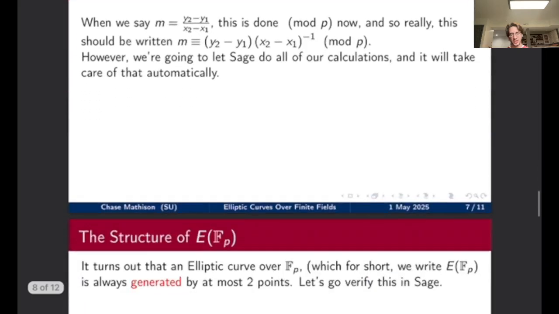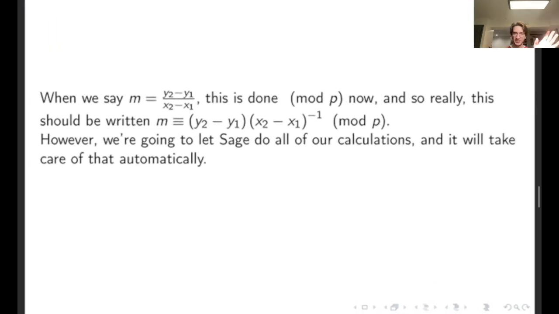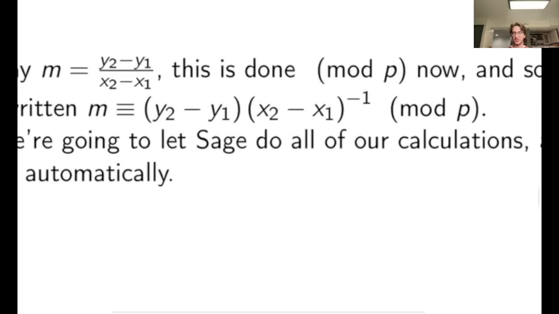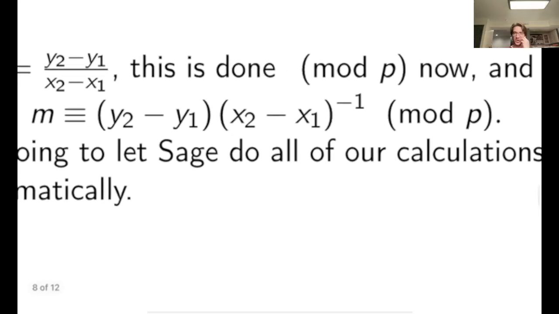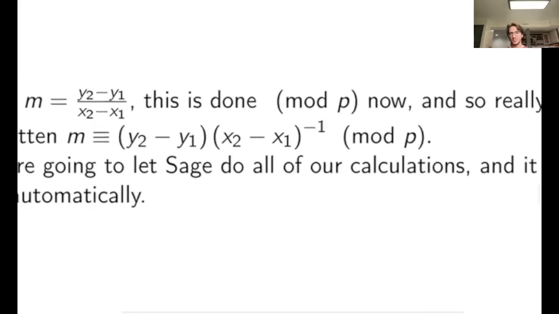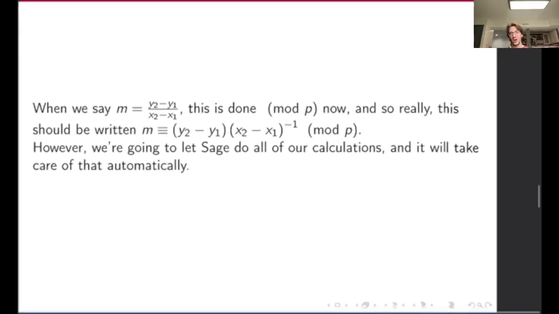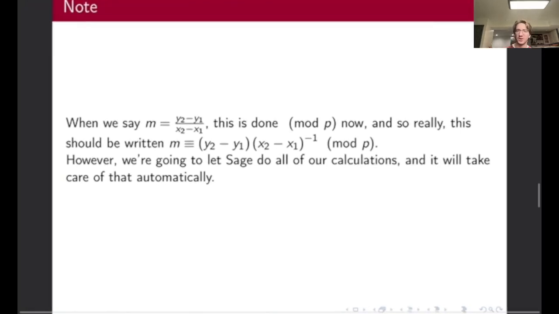Okay, so as a special note, when I write that slope, y2 minus y1 over x2 minus x1, really that's just a shorthand for saying m is y2 minus y1 times x2 minus x1 inverse mod p. Okay. However, we're going to let Sage do all of our calculations. So let me go and show you. I keep talking about this Sage thing.